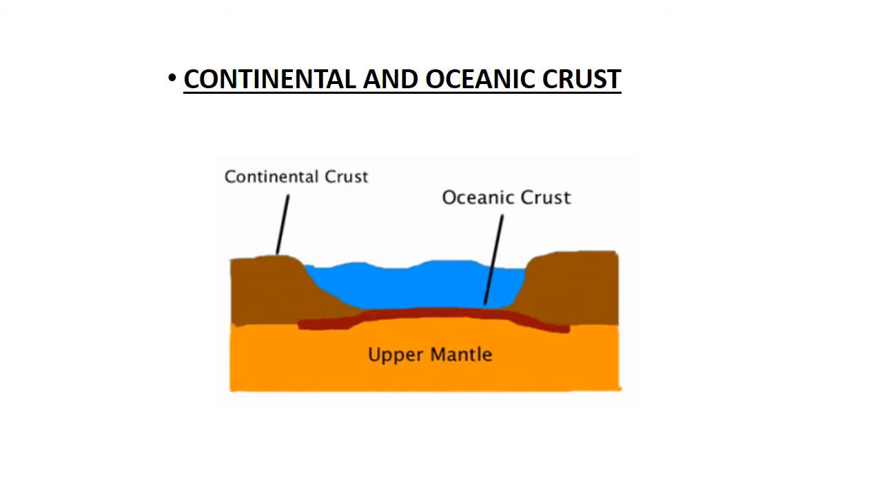The density of this layer is 2.9 gram per cubic centimeter to 3.3 gram per cubic centimeter. In this layer, basalt and gabbro rocks are mainly found. So in the continental crust, mainly the granite rocks we can find, and basalt and gabbro rocks are found in the oceanic crust.